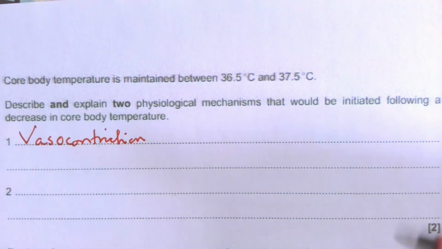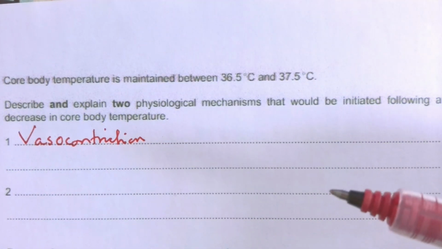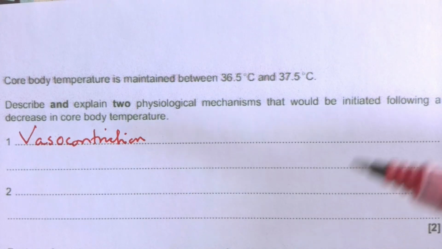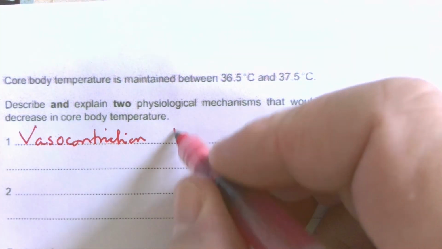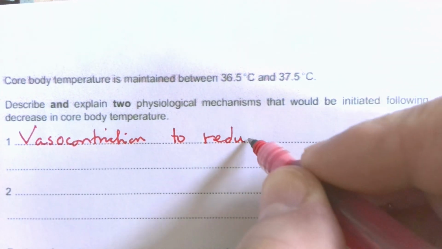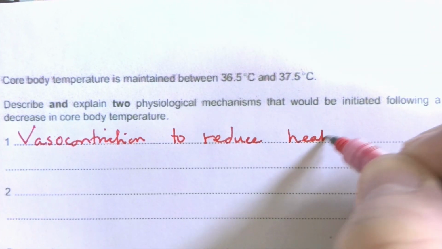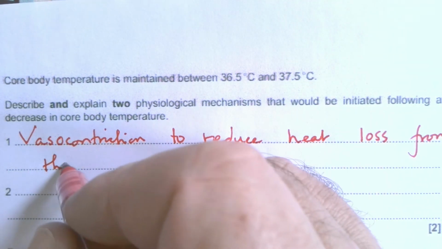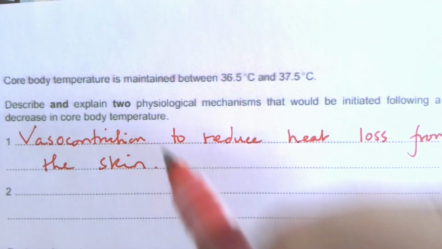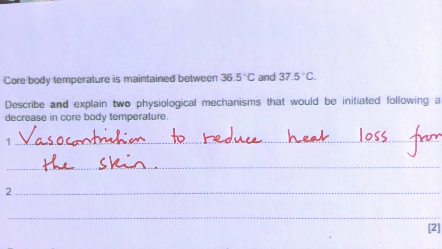Okay, you might want to put narrowing of the blood vessels. That would also be worth, well, not worth a full mark because we have to explain it, but it would be worth the description part. So now let's try and explain what's going on. Why do the blood vessels close down? And the answer, of course, is to reduce heat loss from the skin. So I'm going to put that to reduce heat loss from the skin. You could put the surface of the skin or just the skin. And you can see it's only giving you 2 lines, so it's not expecting a massively big answer. So there's our answer to the first one.